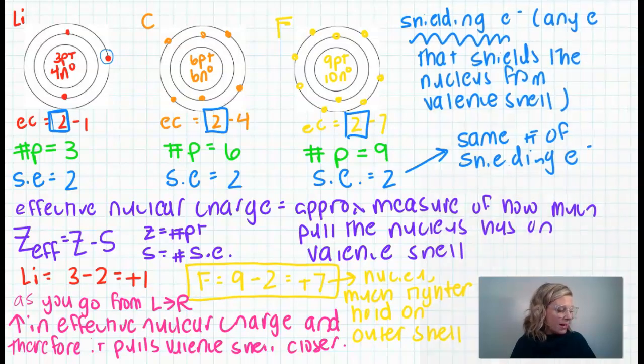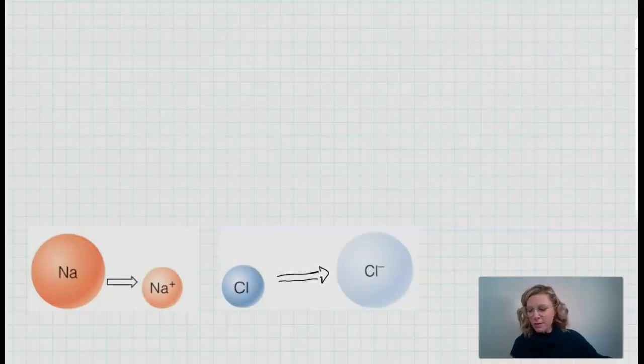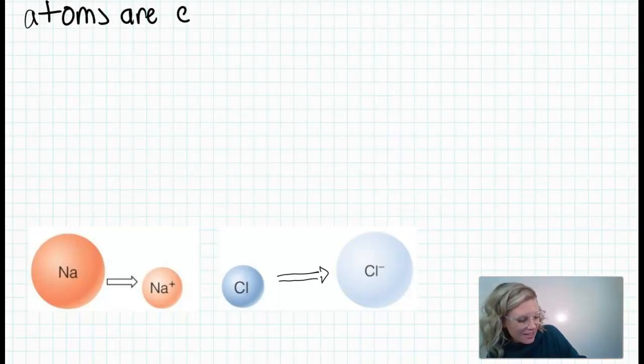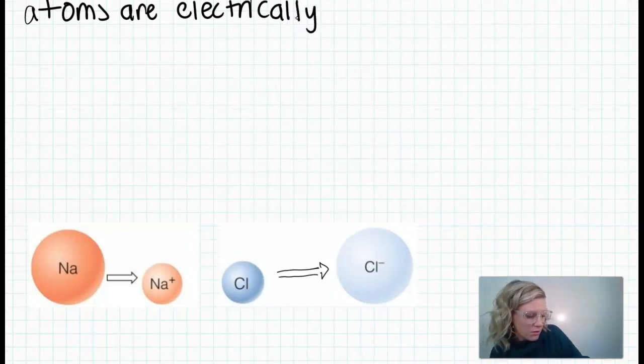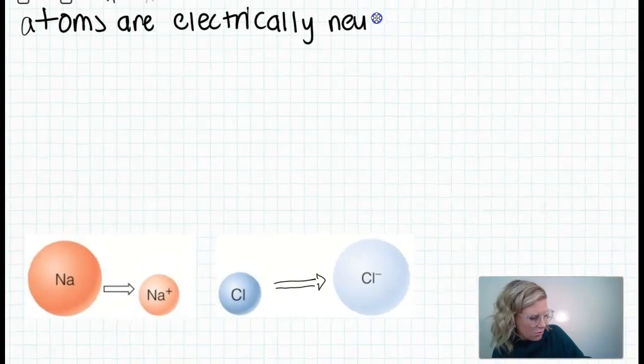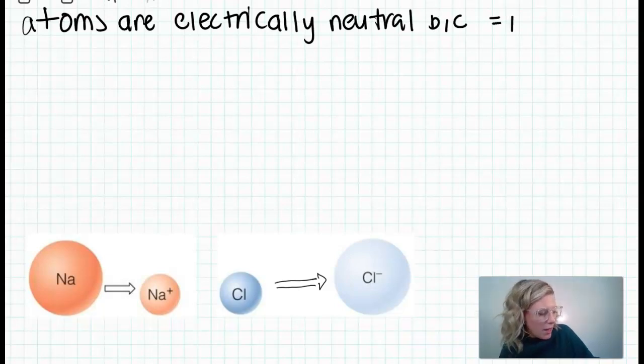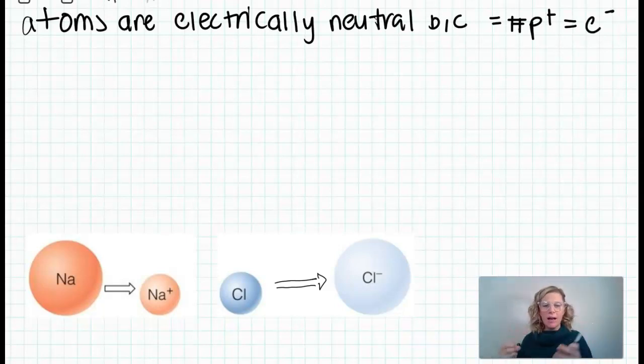Okay, let's quickly talk about ionic radius. So why are atoms considered electrically neutral? We've been talking all about atoms up through this point, and I want you to remember that atoms are electrically neutral, or considered neutral, because they have equal numbers of protons and electrons. So they have equal positive and equal negative, therefore their overall charge is 0.